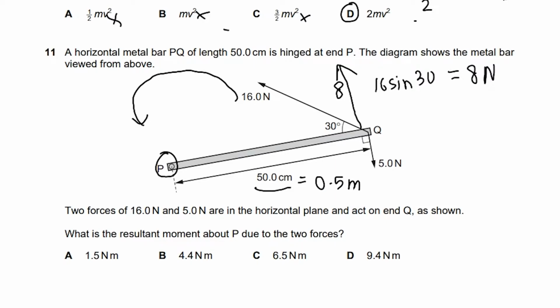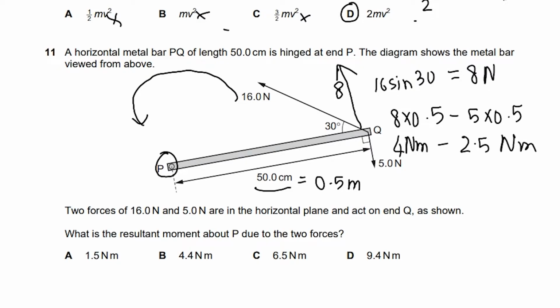Now we have 8 multiplied by 0.5 minus 5 multiplied by 0.5. Now 8 multiplied by 0.5 is 4 Newton meter, and 5 multiplied by 0.5 is 2.5 Newton meter, and 2.5 subtracted from 4 is 1.5 Newton meter. So A is the answer. The rest of the options are incorrect. A is the correct answer.